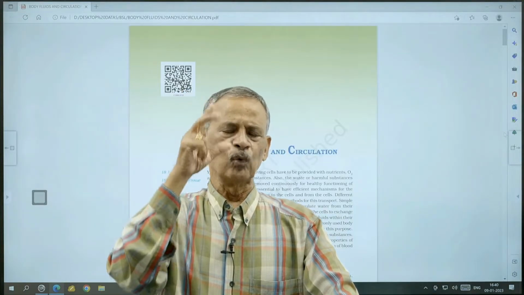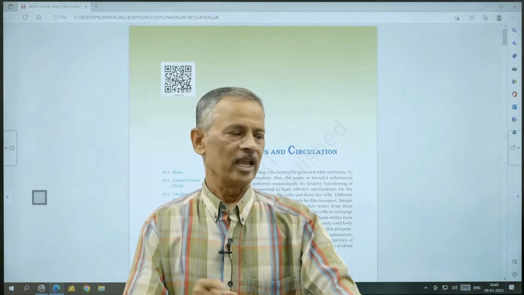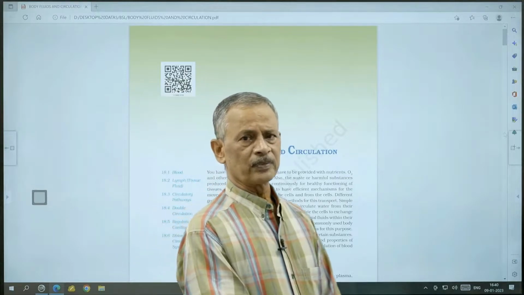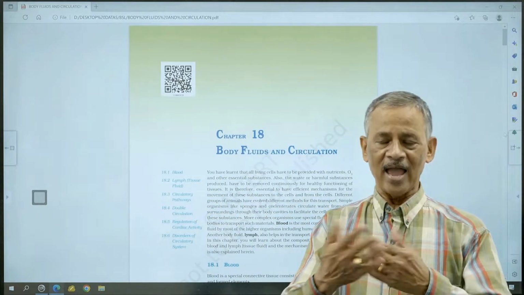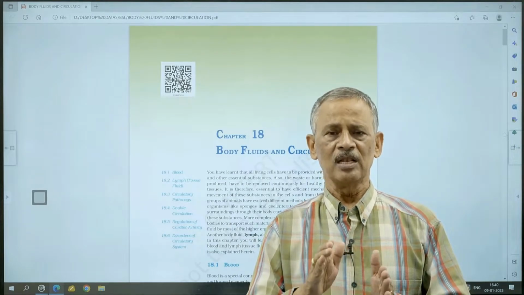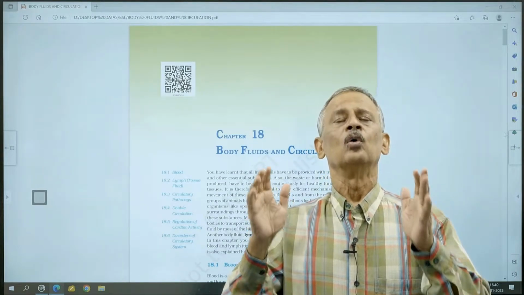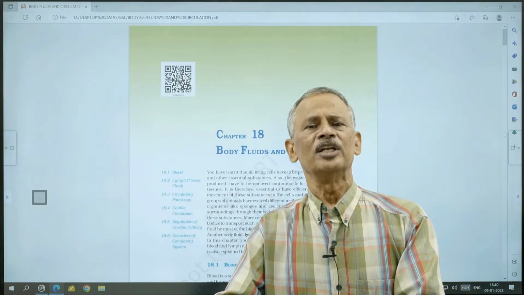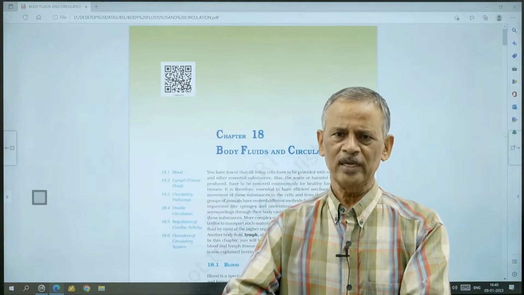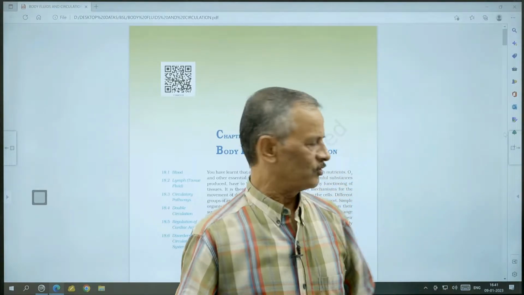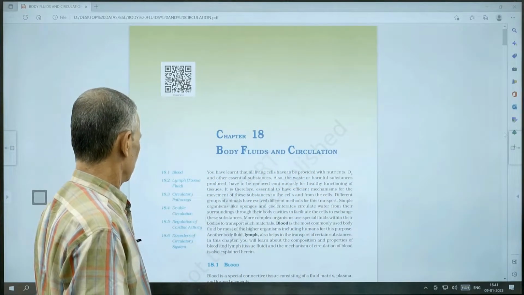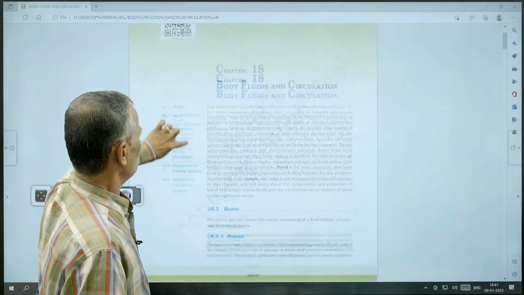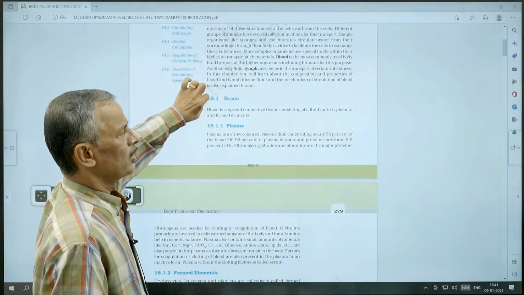There are two fluids in our case, namely blood and lymph. Lymph is derived from blood and returns to the blood. Still, we have these two related fluids that perform the function of distribution of materials. Okay, now we have to study these two fluids. One, blood.